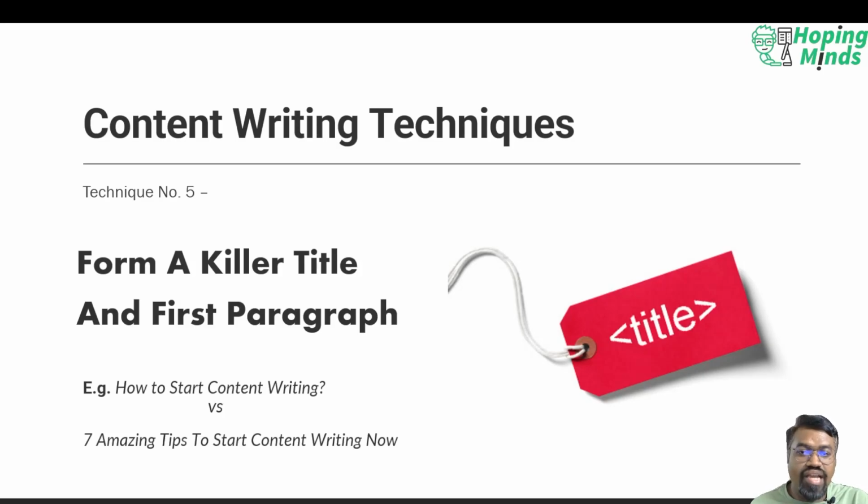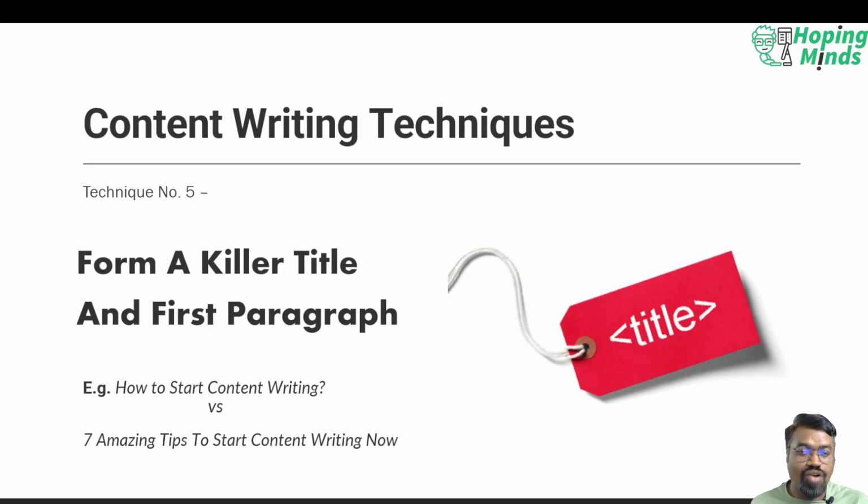Next technique, as I already told you, the topic, right? Form a killer title and first paragraph, which should create engagement, or which should make it interesting. So if your first line, or if your first heading is boring, or you can say it's not effective, then the user would lose interest from the start, right? So how to form a killer title?